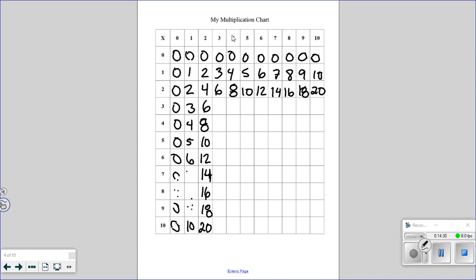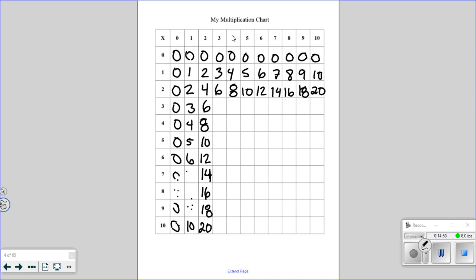0. All right, now we've got a 4 and a 1. What is 4 times 1? 4. Now we've got our 4 times 2. 4 times 2. Archer? 8. Now we got to start filling it out.